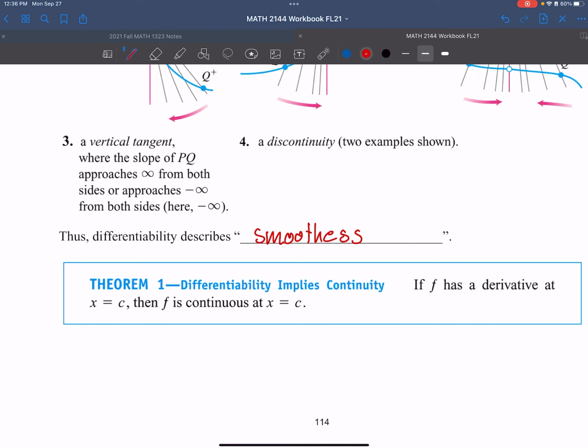There is a theorem right here. A theorem, again, is just a property that's been proven to hold true: if you have the derivative, you also know it's continuous. So if you start with something and you have the derivative, I can plug in some value into the derivative and it works, I also know that it's continuous there.